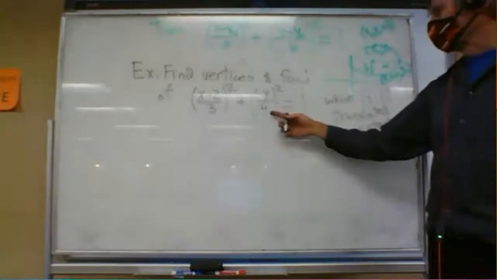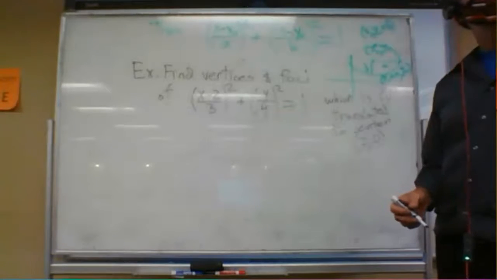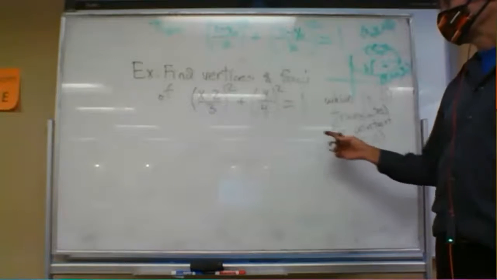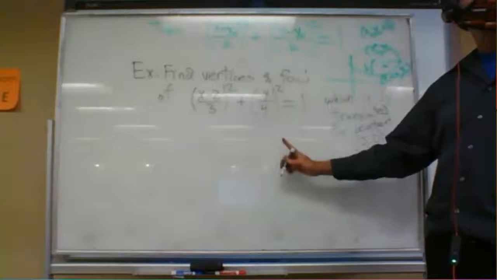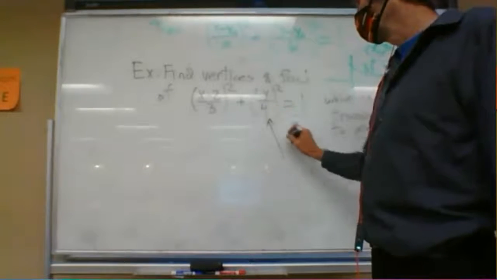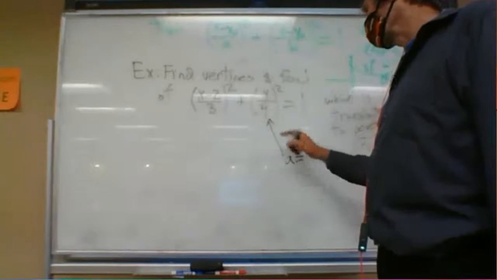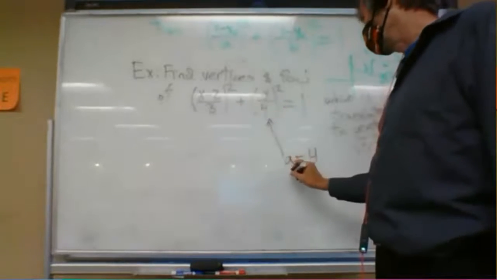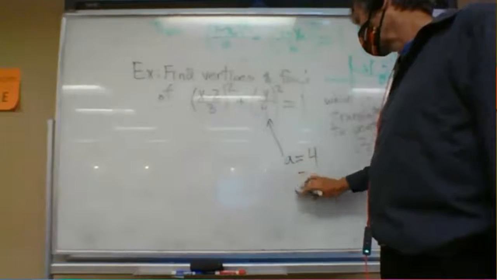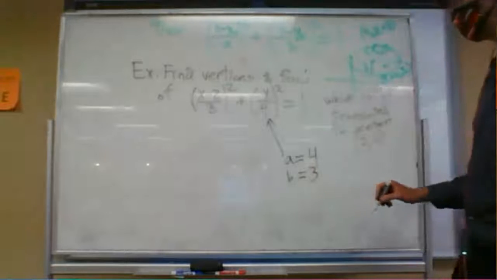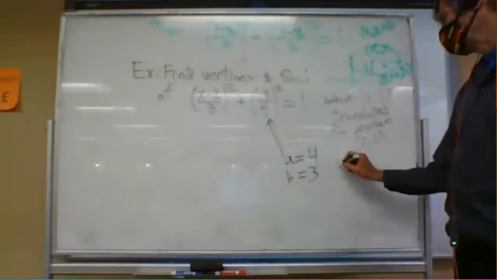What happens if the bigger number goes under y? Not only did I translate the center, but now the foci are going to be in the y direction because the bigger number is under y. So a is the square root of 4. a is 4, the number under y, and b is 3. And because I interchanged x and y in the equation, the foci are vertical.